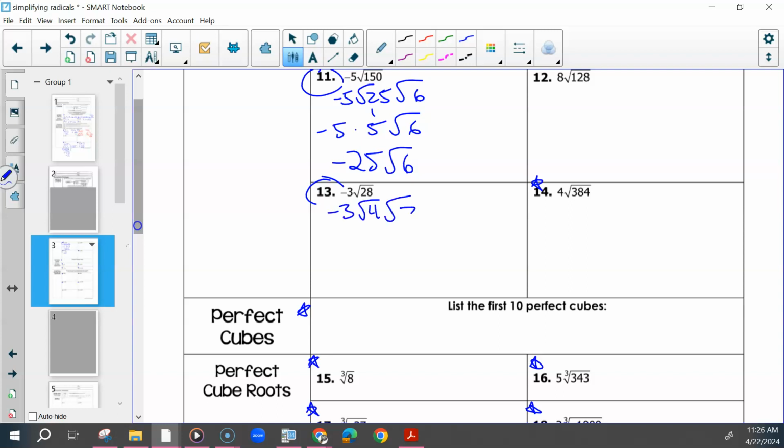Gotcha. Okay. The square root of 4, 2, and 7 can't be broken down more, so our final answer is negative 6 root 7.